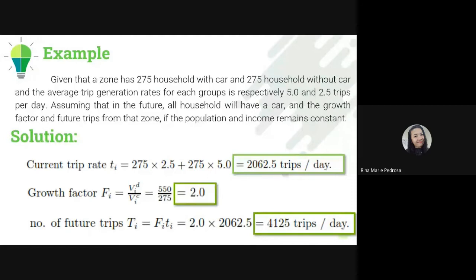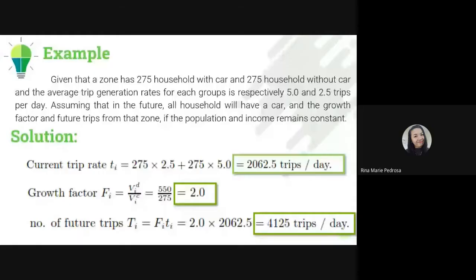Therefore, the number of trips in the future will be 550 households times 5 trips per day, which is equivalent to 2,750 trips per day. So it may be denoted from this example that the actual trips generated is much lower than the growth factor method. Therefore, the growth factor methods are normally used in the prediction of external trips where no other methods are available. But for internal trips, regression methods are more suitable and will be discussed next.